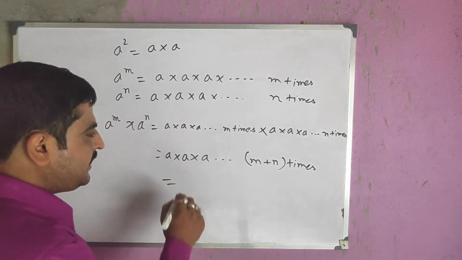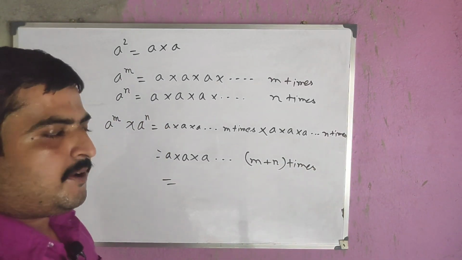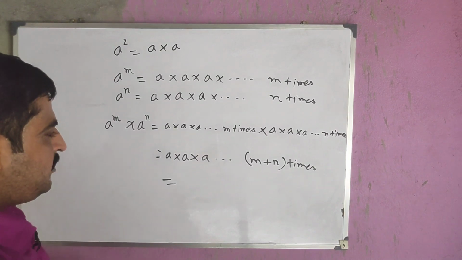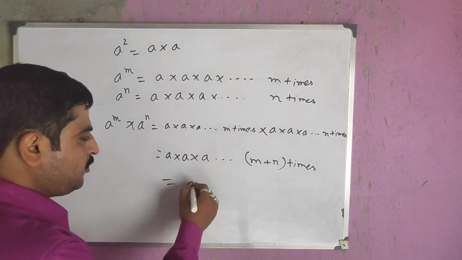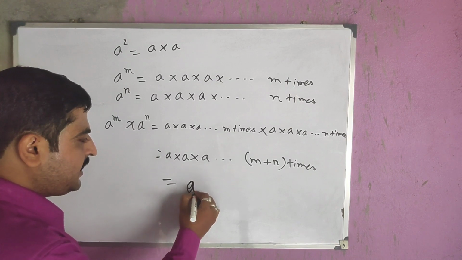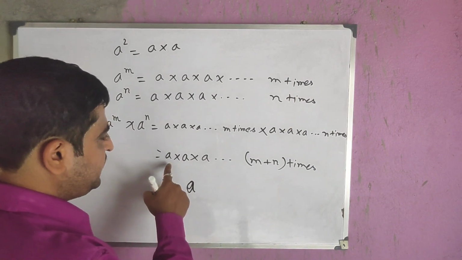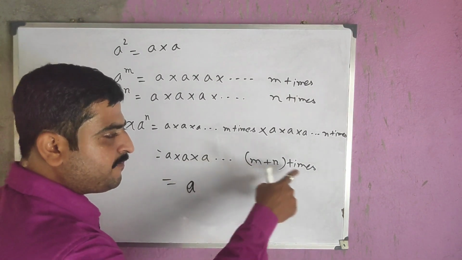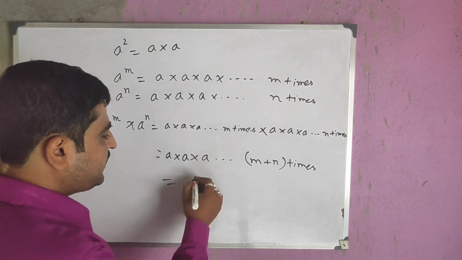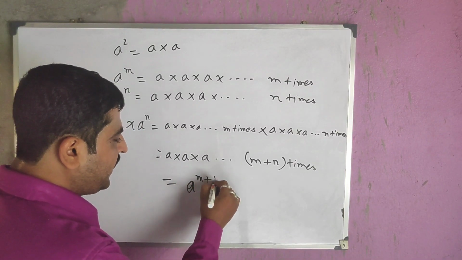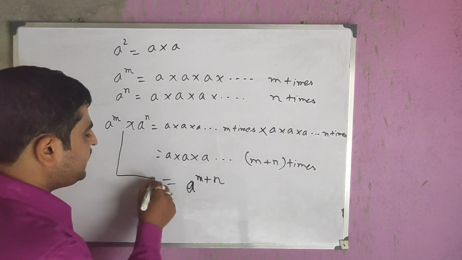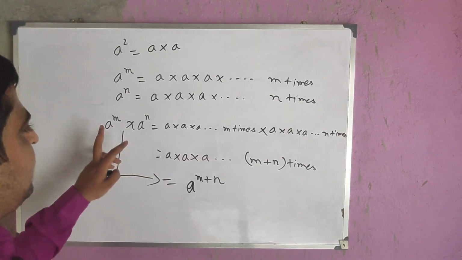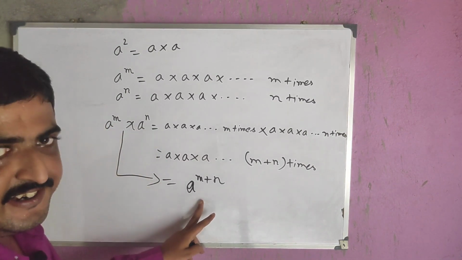If you are multiplying the same digit many times, the answer will be that digit to the power of how many times you are multiplying it. So you are multiplying a here m plus n times, so it will become a to the power m plus n. So in the case of multiplication, the powers are added.